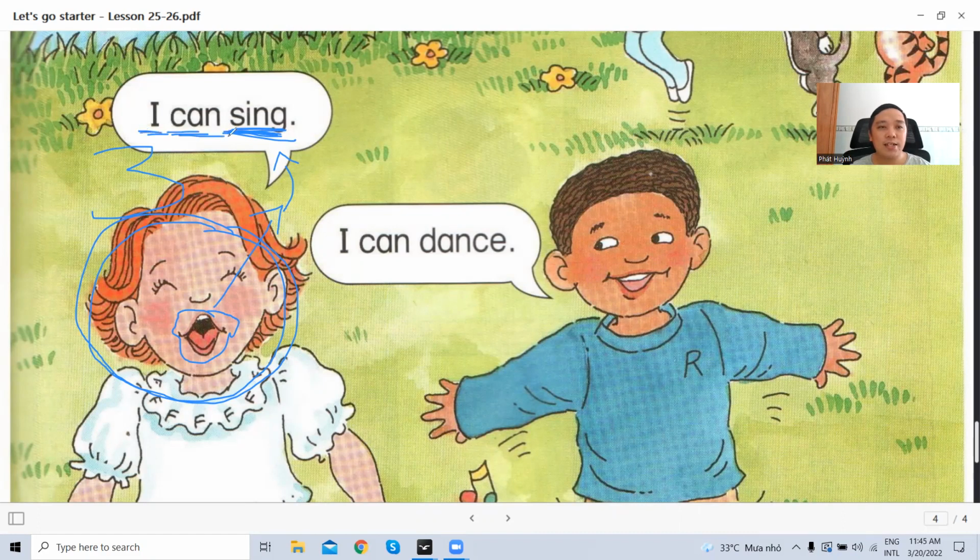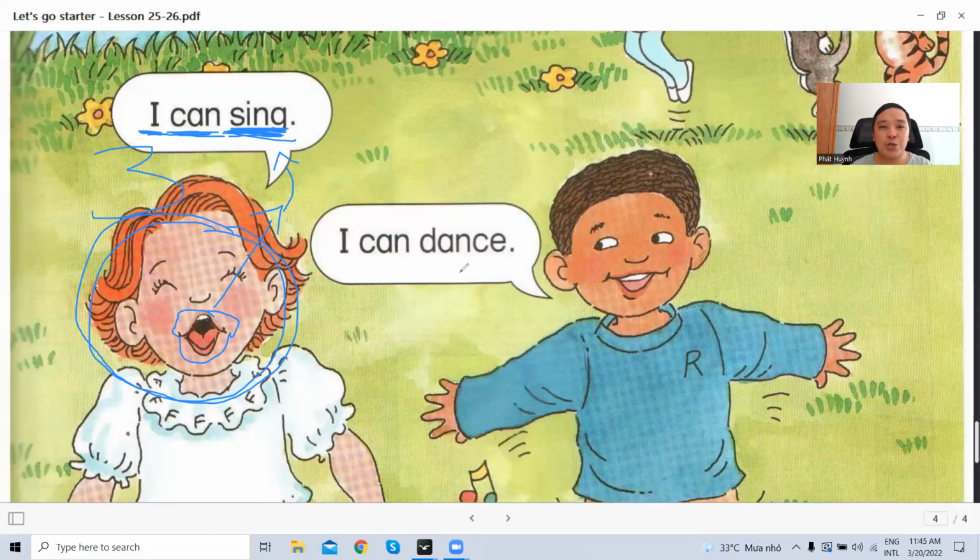Cô ấy nói, I can sing. I can sing. Tôi có thể hát. Okay, that's good. I can sing. A, B, C, D, E, F, G, H, I, J, K. Right? That's a song? Okay. Đúng không nào? Đó là một bài hát về alphabet, bảng ký tự, đúng không nào các em? I can sing. Tôi có thể hát.